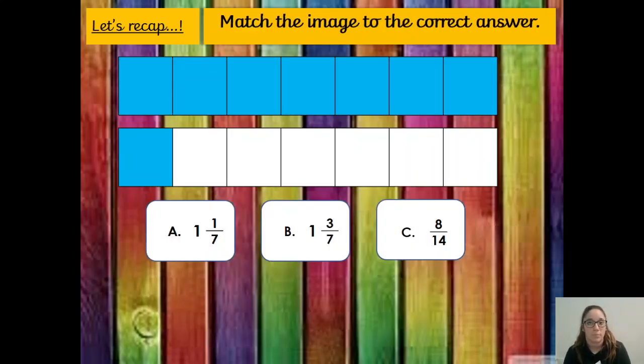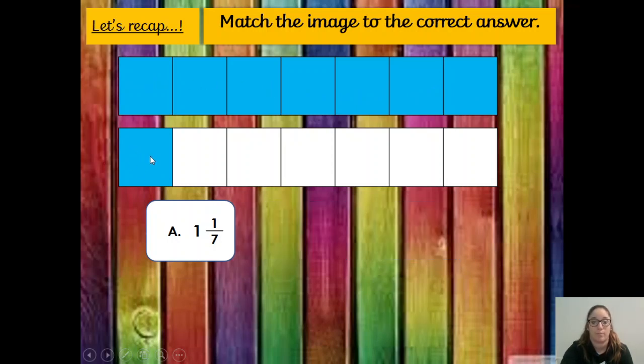Have a go at this one. Can you match the image to the correct answer? What is being shown by the bar models? Is it 1 1/7, 1 3/7, or 8/14? We can see that our denominator is going to be 7. We have got 7 equal parts. We have got 1 whole here and 1/7. So your answer is 1 1/7.